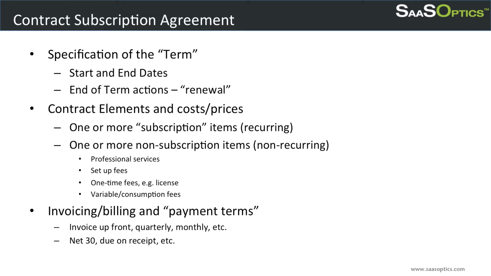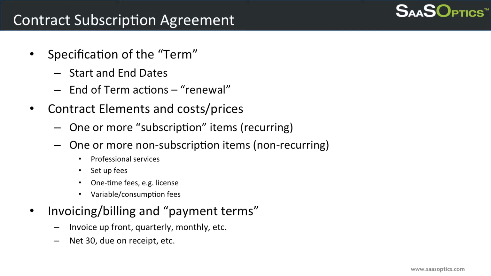You don't see too many of that these days, but anything that doesn't recur is what we call a non-subscription or non-recurring item. You may also have consumption fees, overage fees, extra user fees. These are called variable fees. So your contract's going to cover the things that are typically, quote, subscription items, and those things that are kind of one-off. Your contract's also going to provide invoicing and billing and payment terms information.